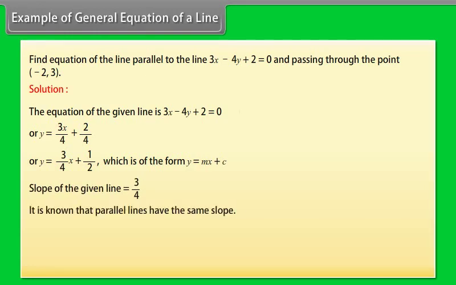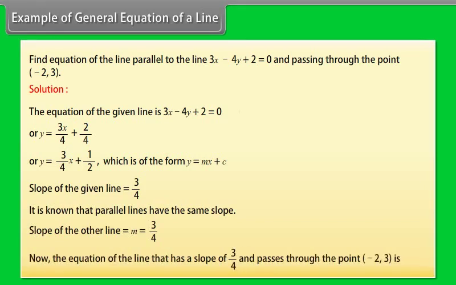It is known that parallel lines have the same slope. Slope of the other line, that is m, is equal to 3/4. Now the equation of the line that has a slope of 3/4 and passes through the point (-2, 3) is 3x - 4y + 18 = 0.